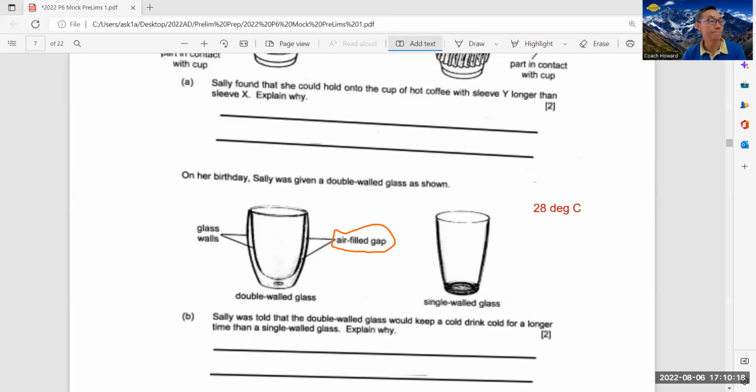So for this question, you should say that the double wall glass has an air-filled gap, and then air is a poor conductor of heat. The cold drink in a double glass gains less heat from the surrounding.